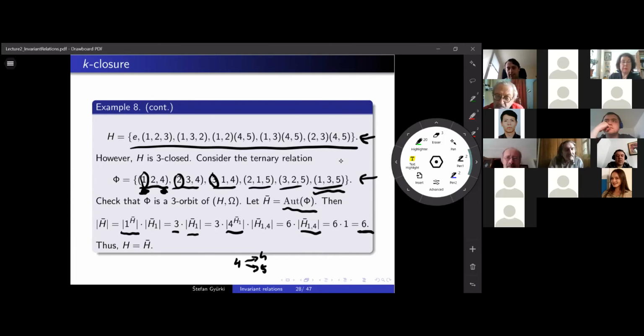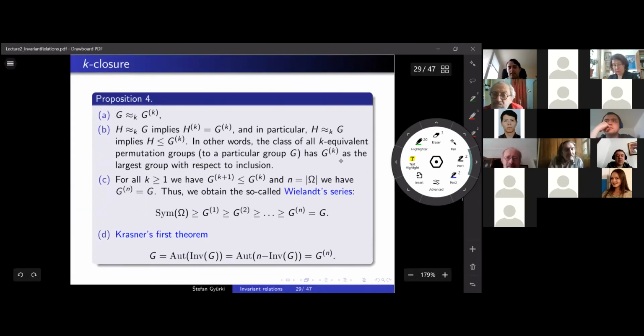I hope everything is clear. Now the results regarding the relations between k-equivalency, invariant relations, and automorphism groups. Every group G is k-equivalent to its own k-closure. Of course, this can be seen because they necessarily have the same k-orbits and therefore the same k-invariant relations. So this is quite easy to see.